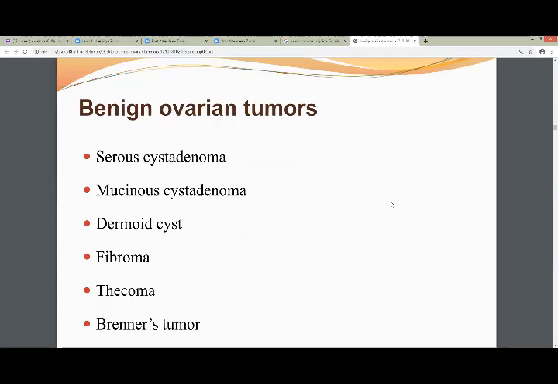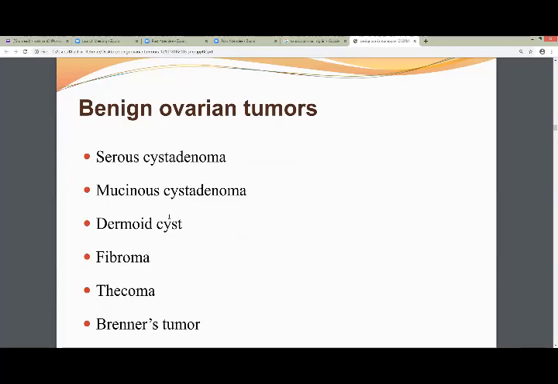So, regarding the histology, there is serous epithelium, mucinous, there is germ cell. Fibroma, there is stromal tissue, thecoma, theca cells, renal tumor. So let's see. If the serous epithelium is present, it can result in serous cyst adenoma.